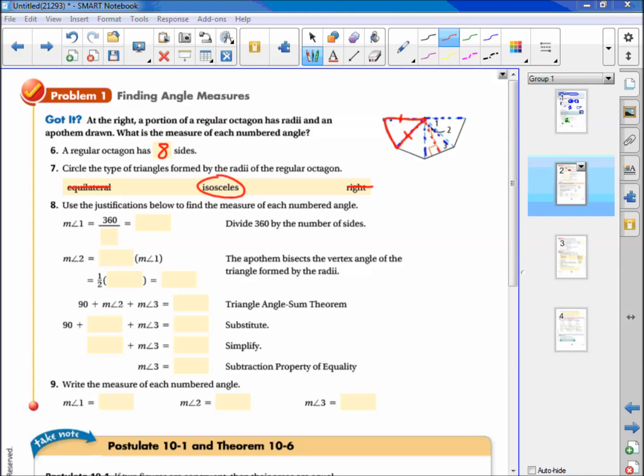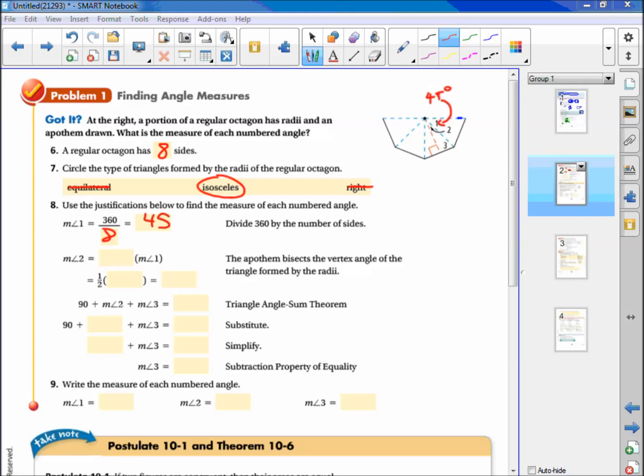So the measure of angle 1 is going to be the 360 to go all the way around the interior of the polygon, divided by 8 equal parts because it's a regular polygon. So 360 divided by 8 will give me 45 for angle 1. So angle 1 in here is going to be 45 degrees. That means all of those places in there will be 45. All of the parts where 2 radii come together to meet the center.